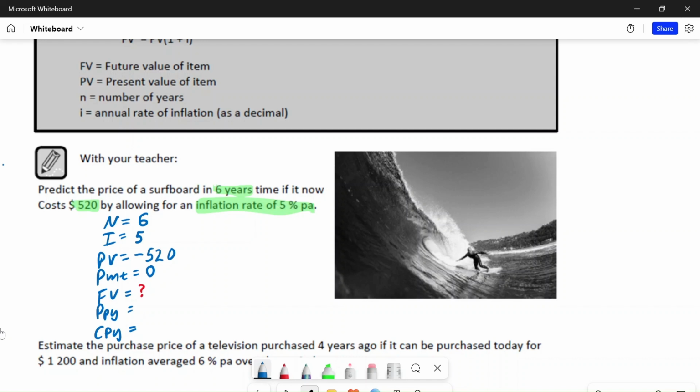Now, PPY and CPY, payments per year and compounds per year. These are both 1, and that is usually the case for compound interest questions in this course. We usually have an annual rate of inflation. Sometimes inflation can be at a higher rate, so that the price of things goes up more than once per year. But generally speaking in our course, and there have been exceptions, different questions where inflation is occurring more often than once per year, but we're just going to look at a couple with an annual rate of inflation. So PPY and CPY can just be 1.